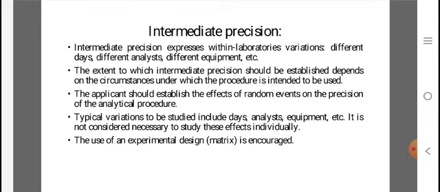Intermediate precision. Intermediate precision expresses within-laboratory variations: different days, different analysts, different equipment, etc. The extent to which intermediate precision should be established depends on the circumstances under which the procedure is intended to be used. The applicant should establish the effects of random events on the precision of the analytical procedure.